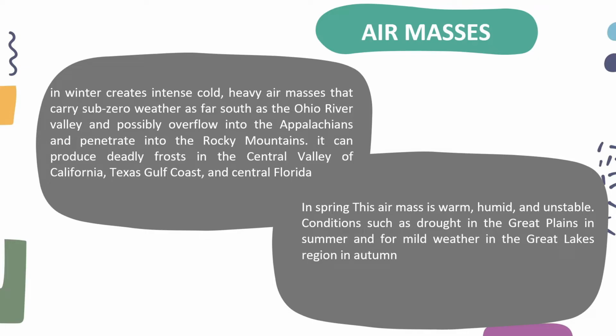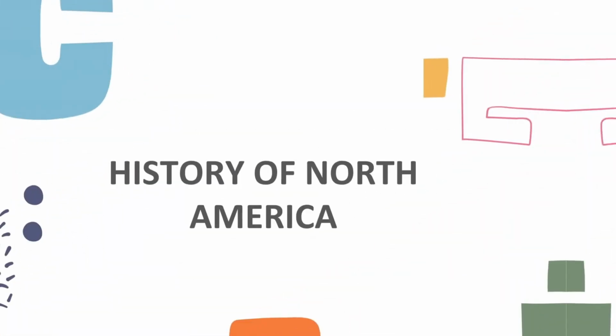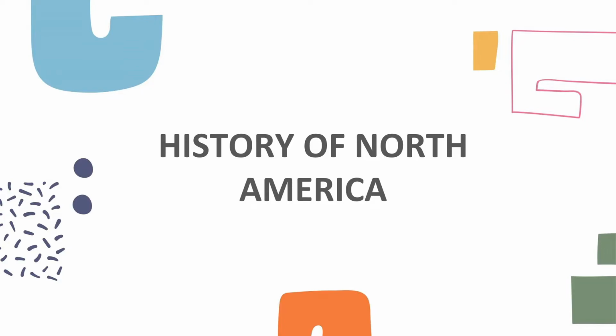Okay, the next is air masses. A winter air mass creates intense cold, heavy air that carries sub-zero weather as far south as the Ohio River Valley, and possibly overflows into the Appalachians and penetrates into the Rocky Mountains. It can produce deadly frosts in the Central Valley of California, the Texas Gulf Coast, and Central Florida. In spring, this air mass is warm, humid, and unstable. Conditions include drought in the Great Plains in summer and mild weather in the Great Lakes region in autumn.